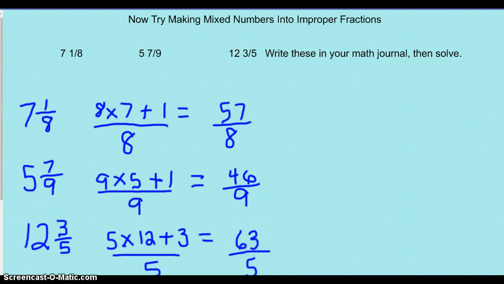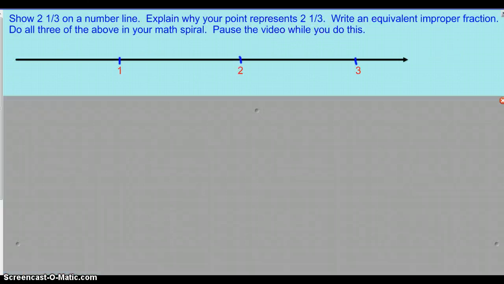That was fun. For a challenge, show 2 1/3 on a number line. Explain why your point represents 2 1/3. Write an equivalent improper fraction. Do all 3 of the above in your math spiral. Pause the video while you do this, then check.